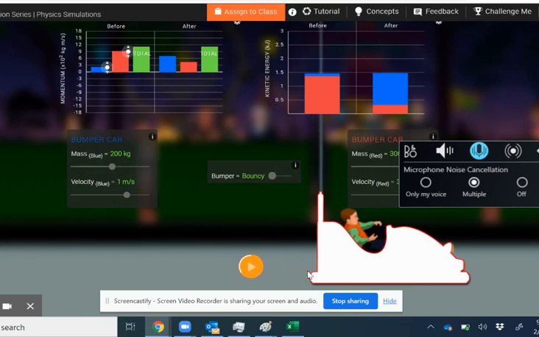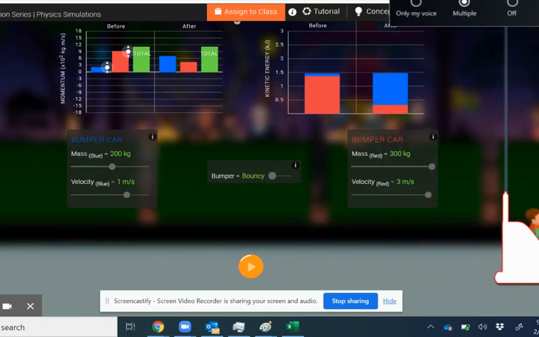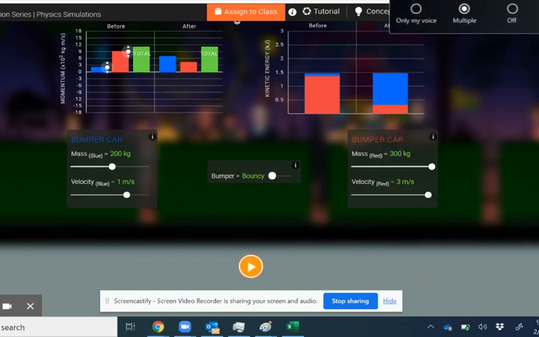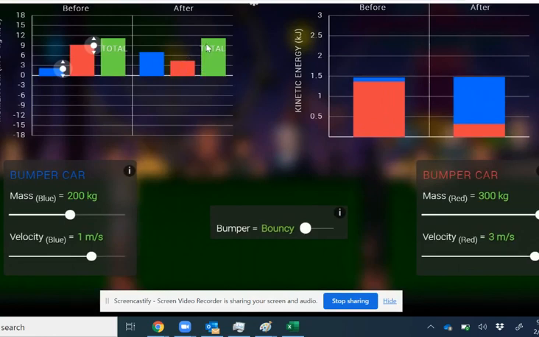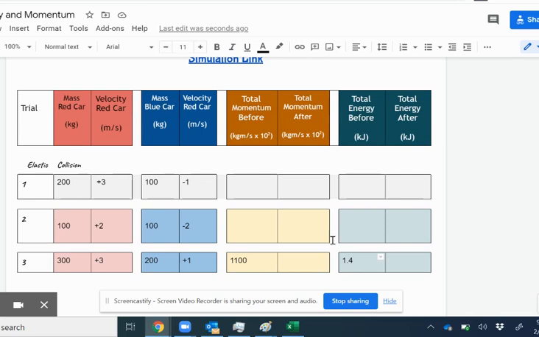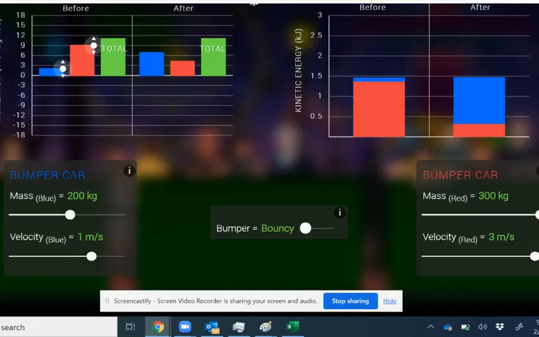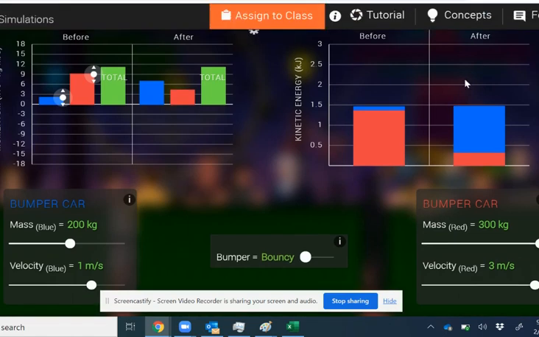Okay, yeah, got this bumper car action going. Okay, so they collided, and now my after information has been filled in. So if you zoom in, you'll notice your momentum's still the same, and the energy, which was on the right-hand side, the kinetic energy, is also the same.